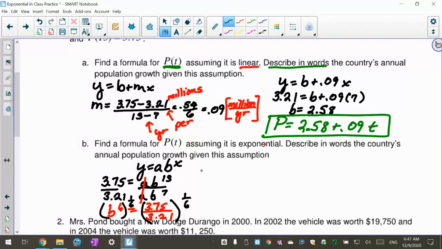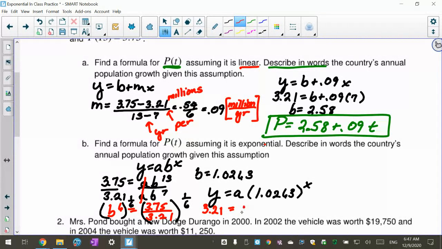So now I have b, and you want to go at least 4 decimal places for accuracy, which is 0.0263. Now I know y equals a times 1.0263 to the x. Then I'm going to plug in one of my points. I picked the 3.21 and the 7, but you could do whatever you want to do. So I said, okay, y is 3.21 while x is 7.